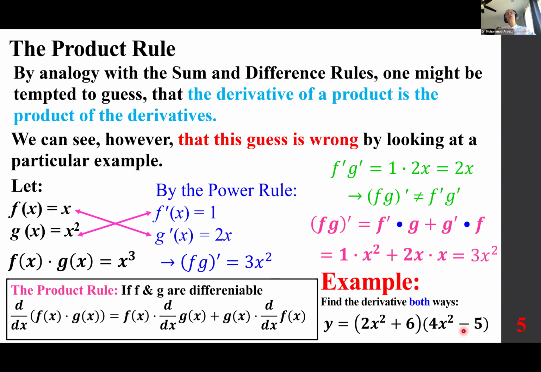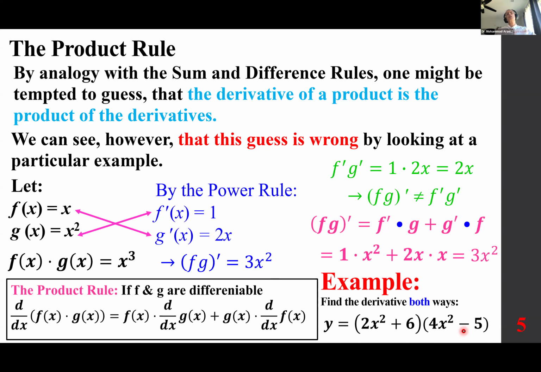So as a warm-up example, we want to differentiate y equals x to the power 4 minus 2x cubed minus 7, times 3x squared minus 5x. Now, granted, we can distribute and use the power rule on that, but I want to go with the product rule. So let's say the first one is the f function, the second one is the g function. So we're going to use the product rule, f prime g plus g prime f.